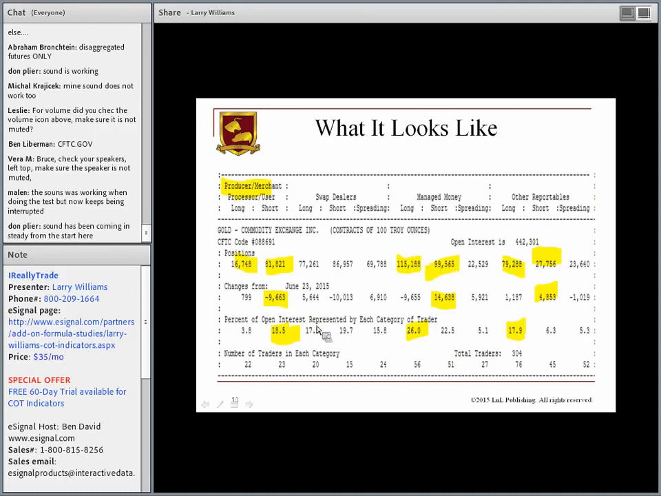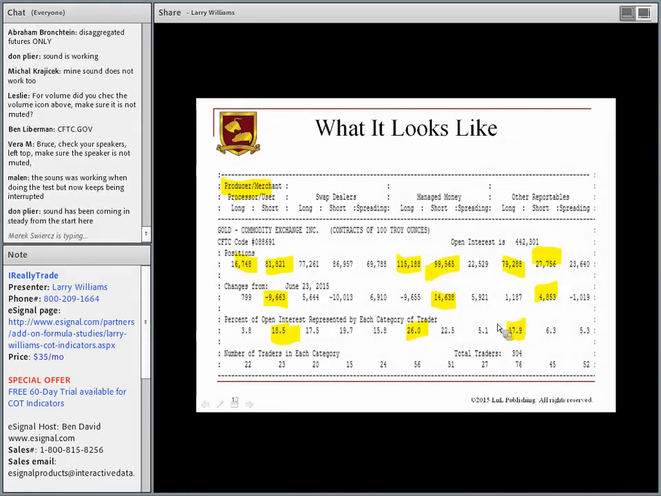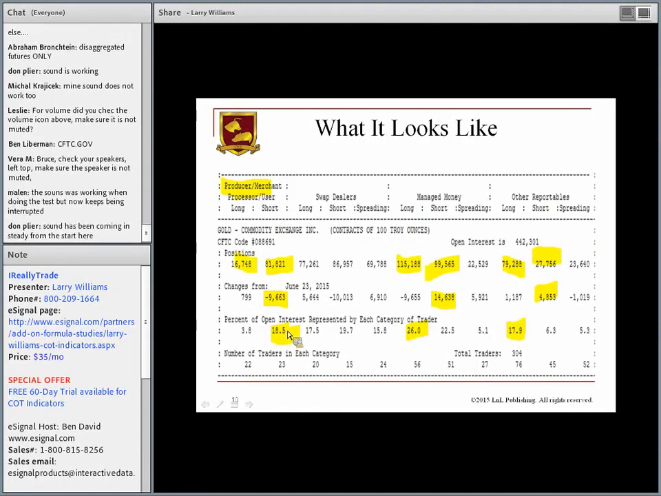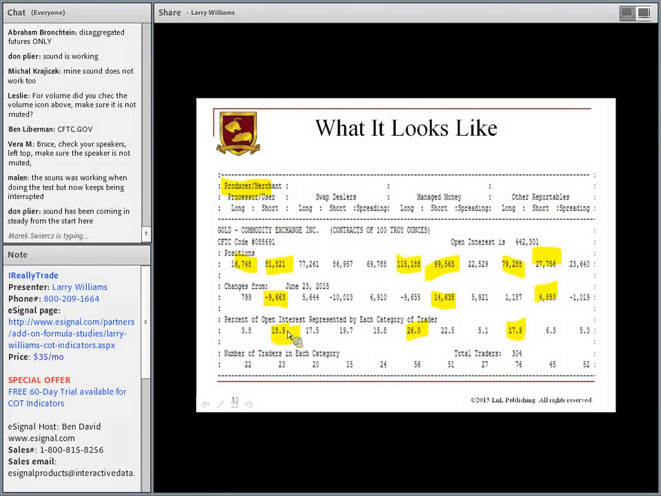And open interest, very interesting. The public had a lot of the open interest versus the commercials. So the big players had been the large traders, the funds, and the small traders. They actually together represented more open interest than the commercials did. That's really unusual, and is something we're going to look at.